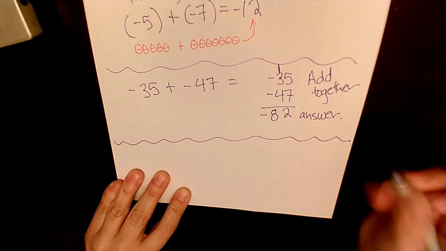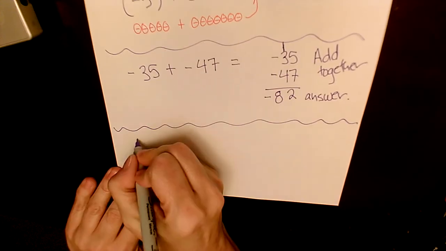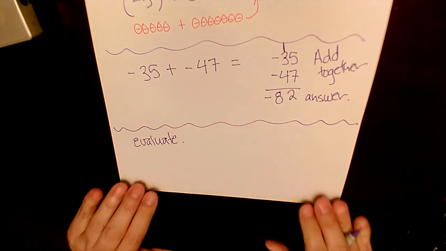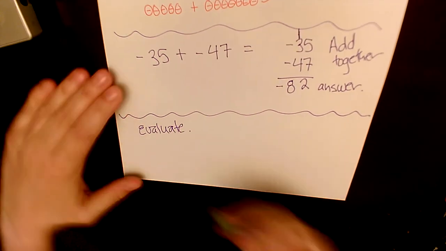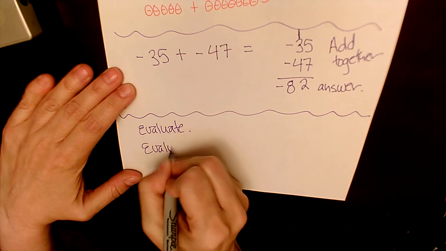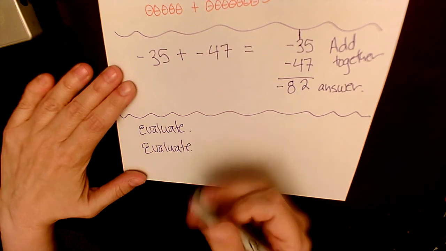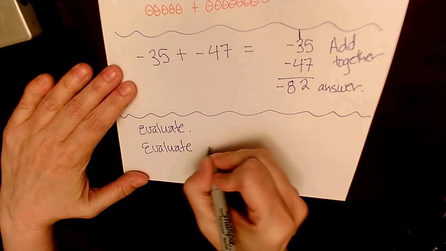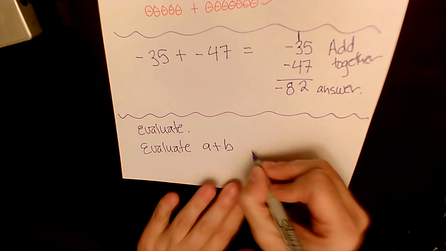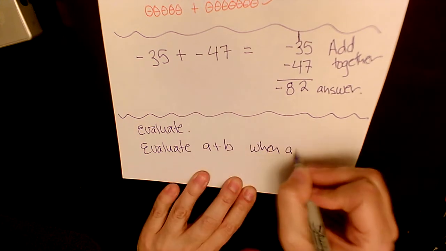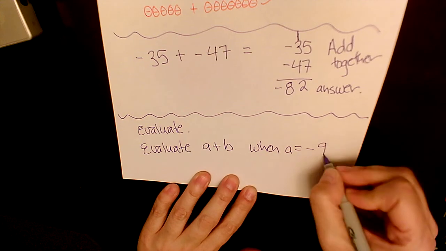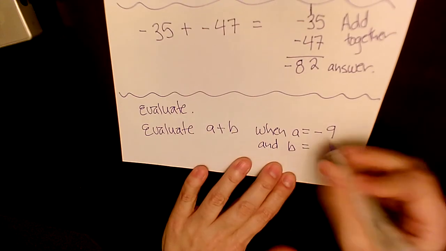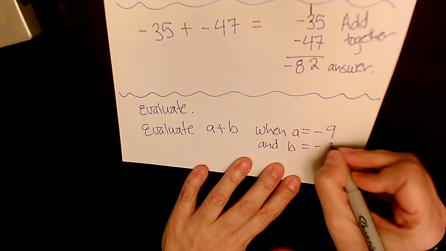Now they also, in this second half of this section, they want you to evaluate. And we did that in 3-1. So let's evaluate A plus B when A is -9 and B is -5.